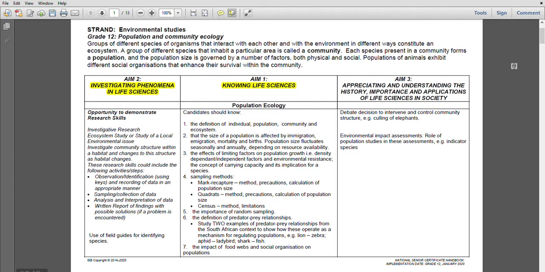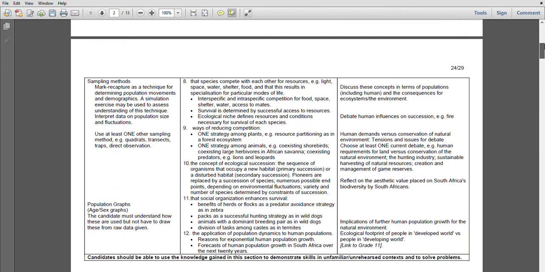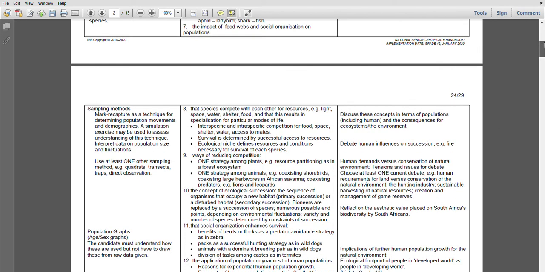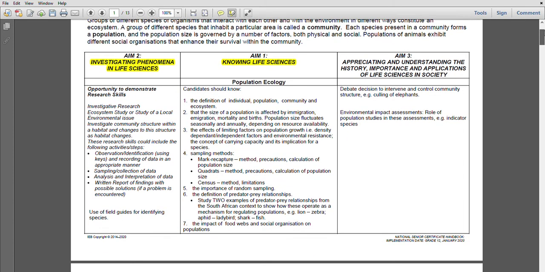However, the scientific method here would. But there are other areas, such as if I look here, looking at the mark recapture technique or using these ones, population graphs, calculations. Those are examples of something that could actually be brought up in an actual test or exam situation.